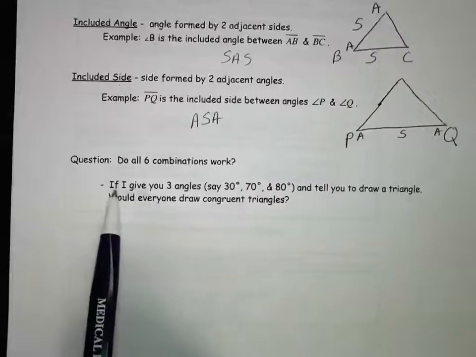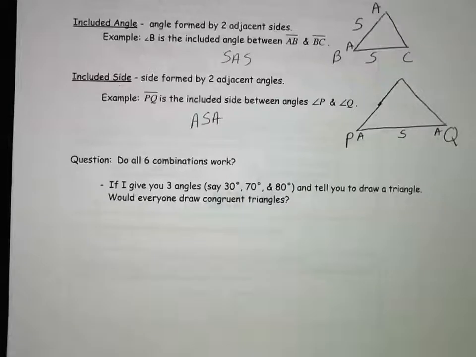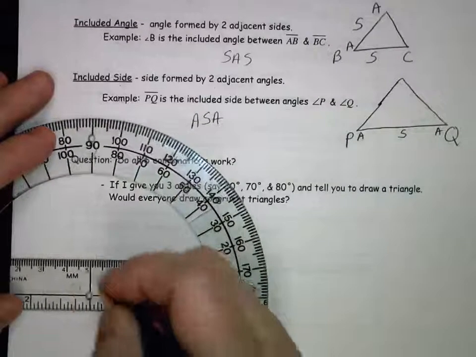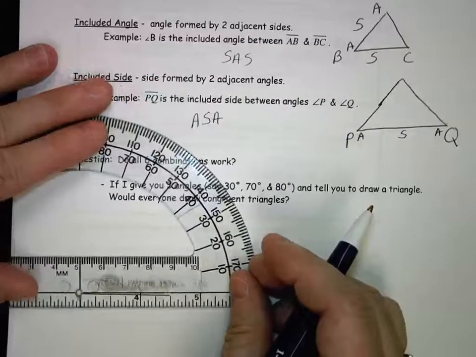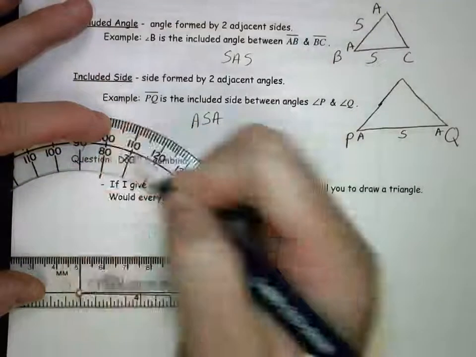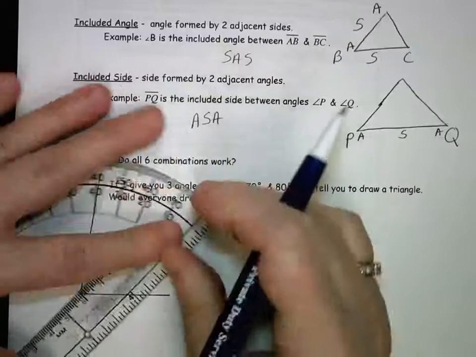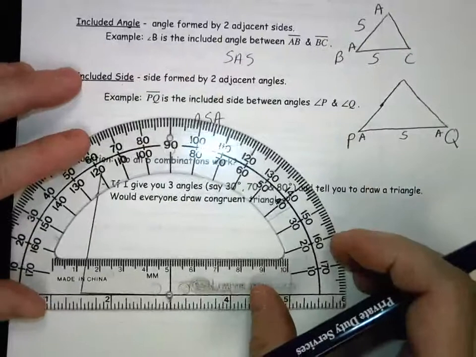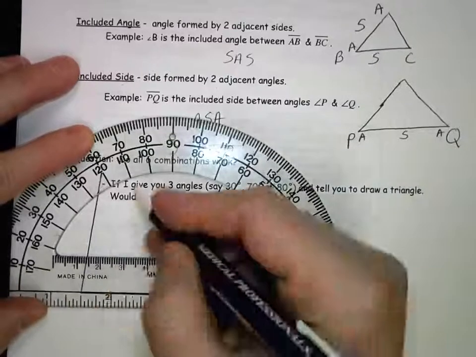So to test this, if I give you 3 angles, 30, 70, and 80, and tell you to draw a triangle, would everybody draw the exact same triangle? Well, I'm going to start right here, and I'm going to draw. This will be my 80 degrees. So right here is 80. And then right here, I'm going to draw 70. So I start at 0 and I go up to 70.